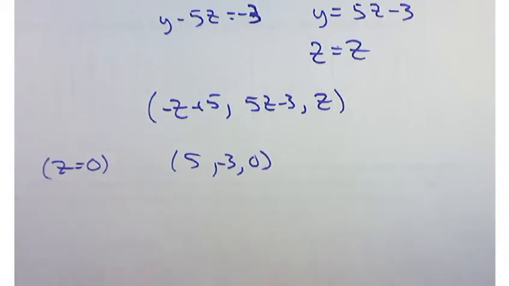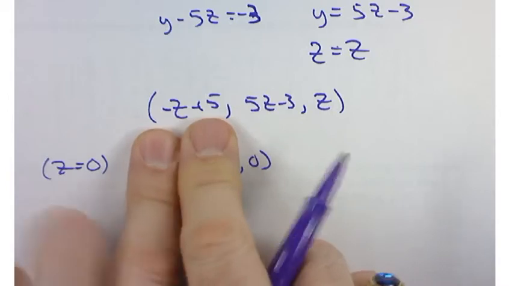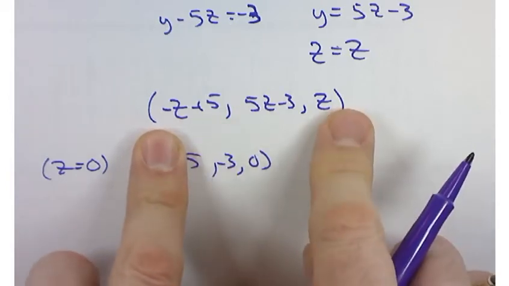Because really, effectively what's happening is you've got two planes that intersect each other along a line. And this is a parameterized version of the equation of that line. That's what's going on.